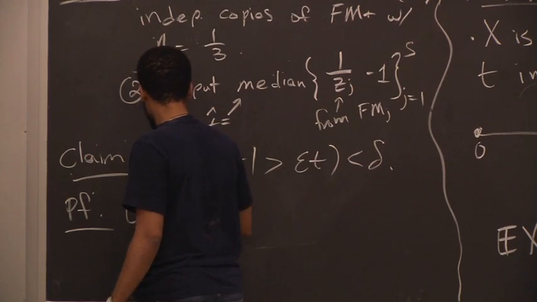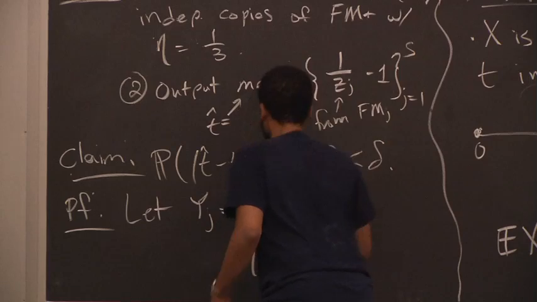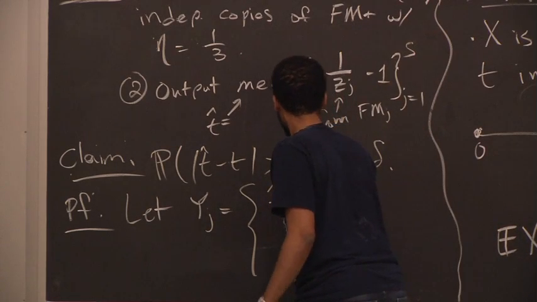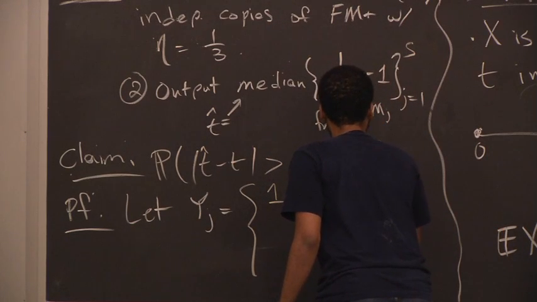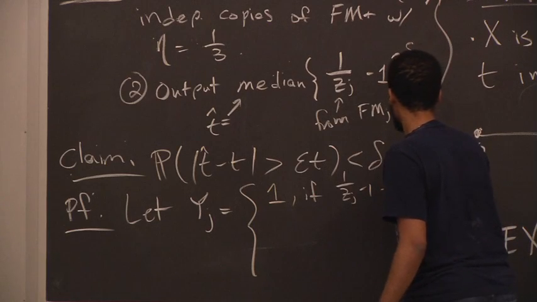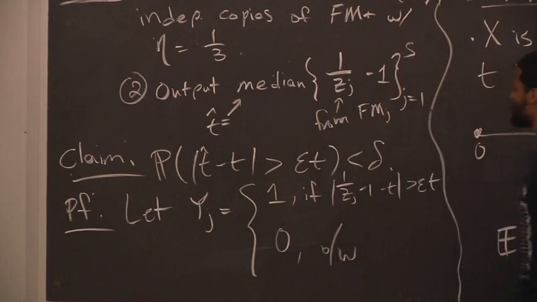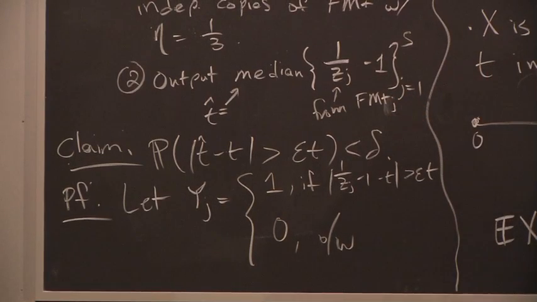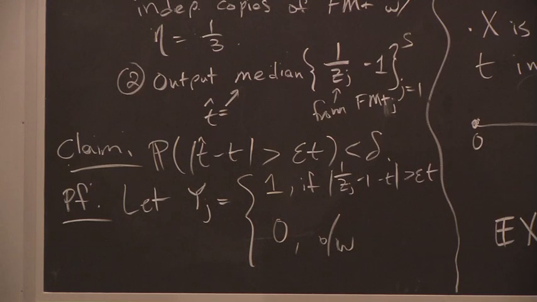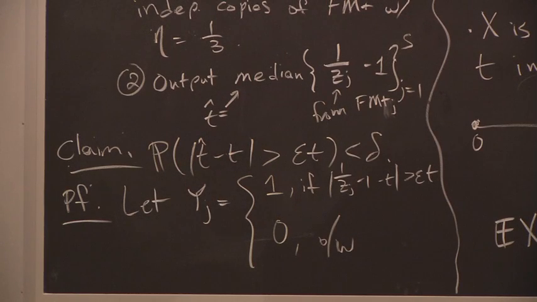is, let's define some indicator random variables, yj. Let yj be 1 if 1 over zj minus 1 minus t is bigger than epsilon t, and 0 otherwise. Basically, yj is 1 if the jth fm plus j fails. So we have these s independent copies of fm plus. Yj is an indicator random variable telling us whether the jth copy screwed up and didn't give us a good estimate.